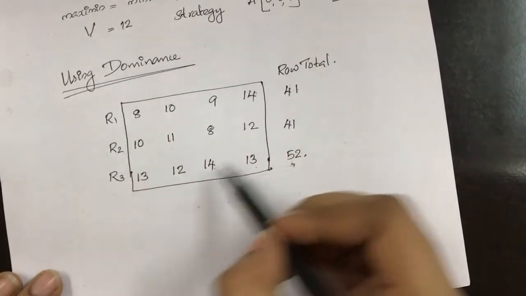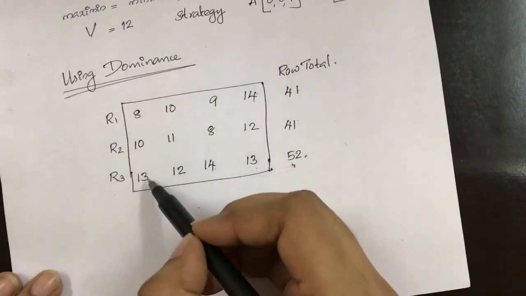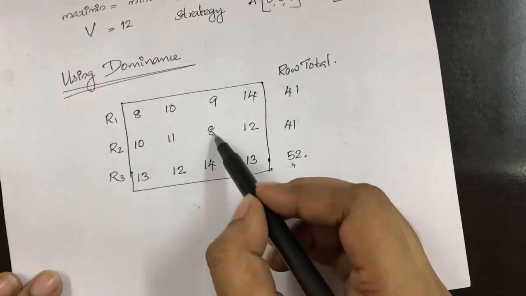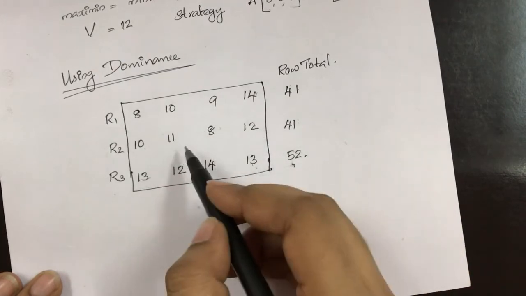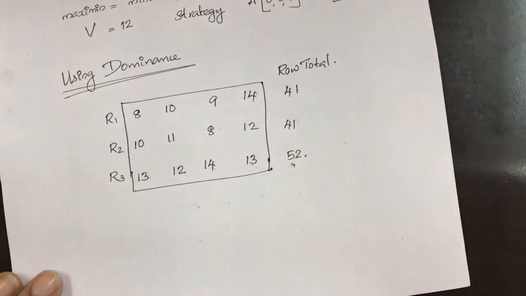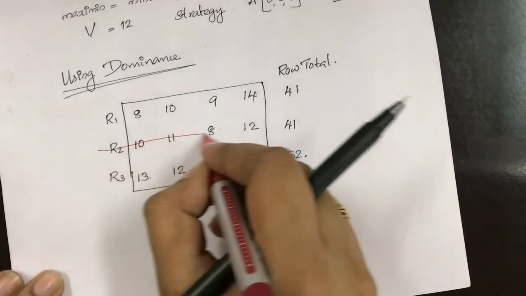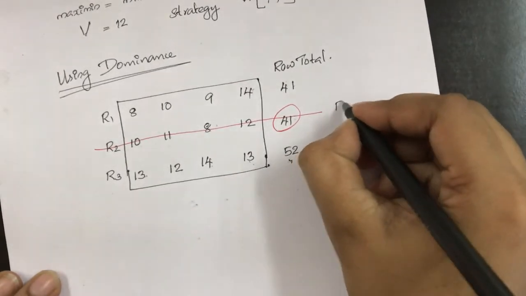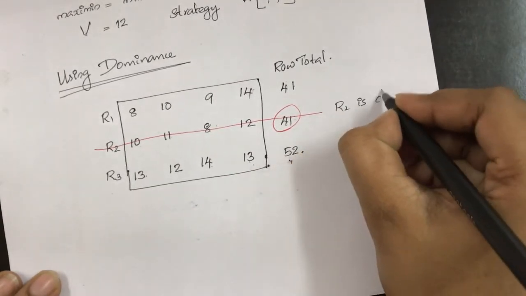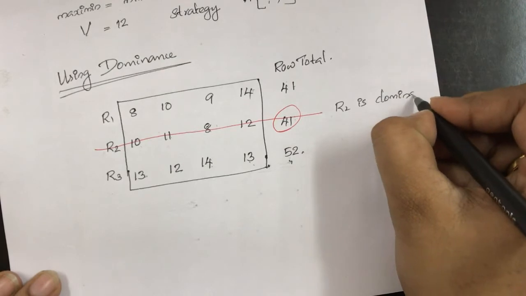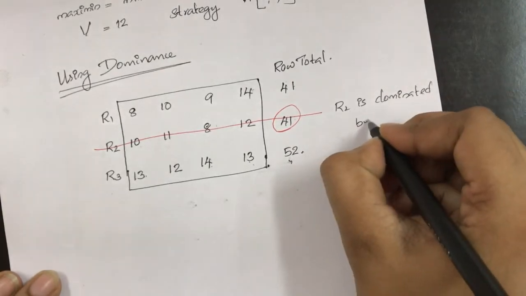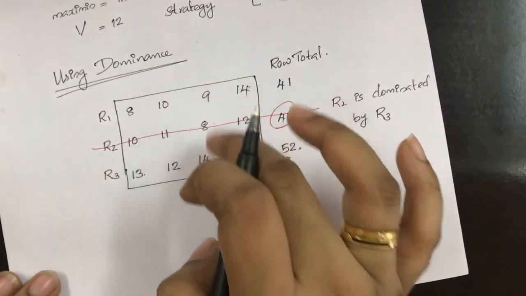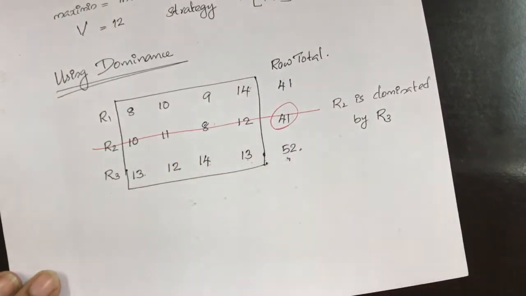Now dominance. Then I am going to compare with row 2. 13, 10 lowest; 12, 11 lowest; 14, 8 lowest; 13, 12 lowest. So we need to delete the lowest row since it is row dominance. So R2 is dominated by R3. There is no row dominance between R4 and R1.